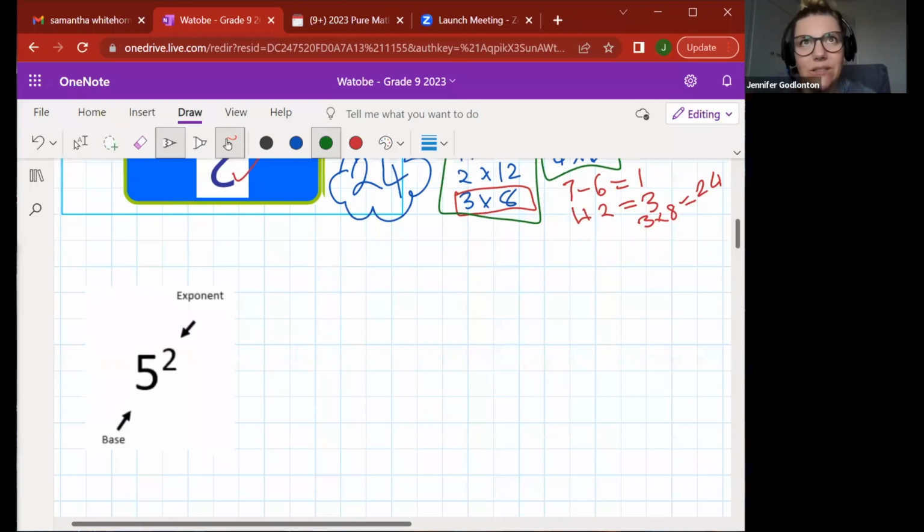How did we feel on a scale of 0 to 10? So 0 means we absolutely hated it, 10 means we loved it. How did you feel from 0 to 10 about exponents in grade 8? So when you did exponents in grade 8, how did you feel about them? Can you give me a number and chuck that number in the chat for me?